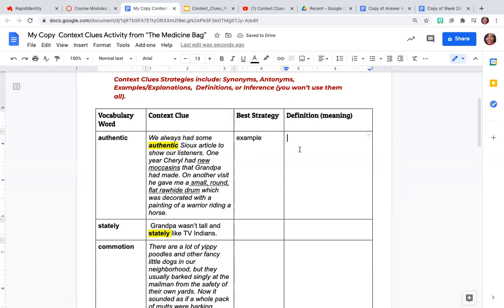The definition of authentic would be, authentic Sioux articles to show our listeners. So if something is authentic, we know that it is real or genuine. And we get that definition from looking at the other words surrounding it, looking at the example. If you're looking for Sioux articles, it needs to be authentic. And a Sioux article is moccasins and drums. So that's real or genuine.